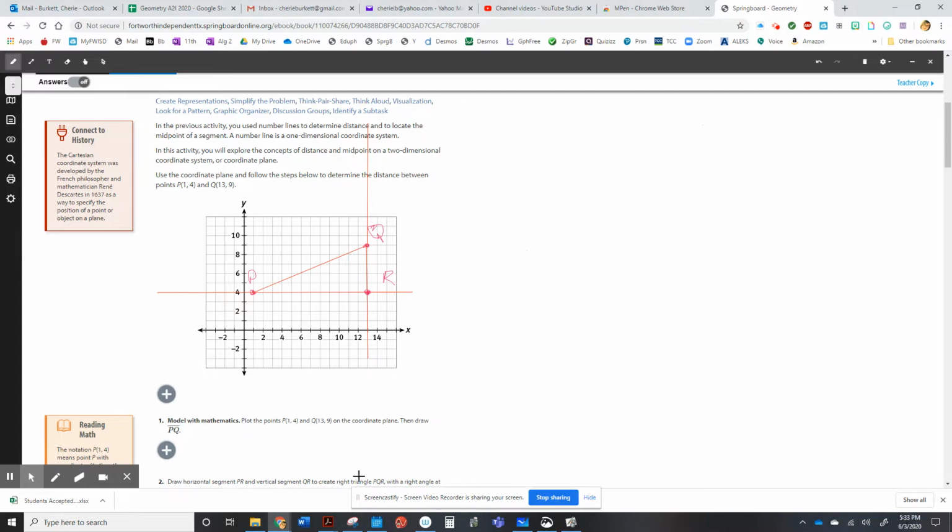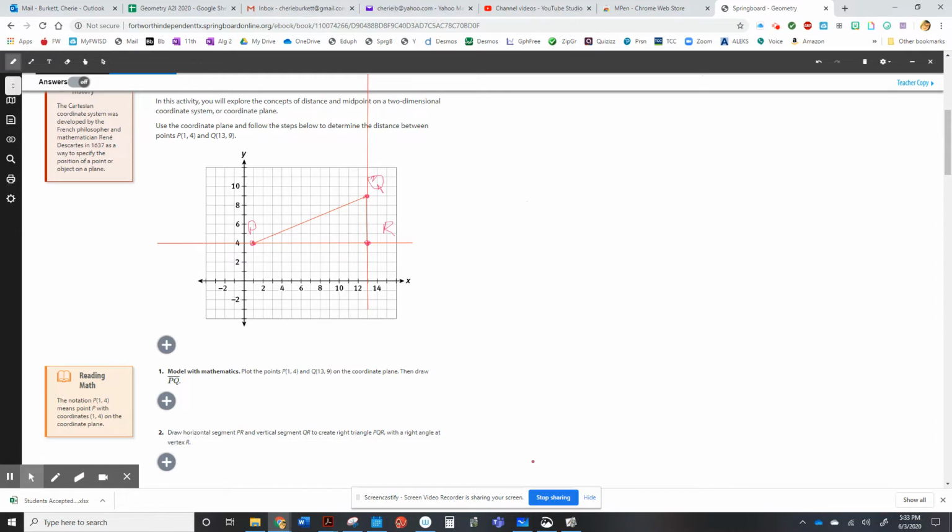Okay, so draw a horizontal segment, I did that. Draw a vertical segment, I did that with the right angle at vertex R. And yes, that is a right angle because anytime a horizontal line intersects with a vertical line, you get a right angle. I will go ahead and mark that as a right angle.